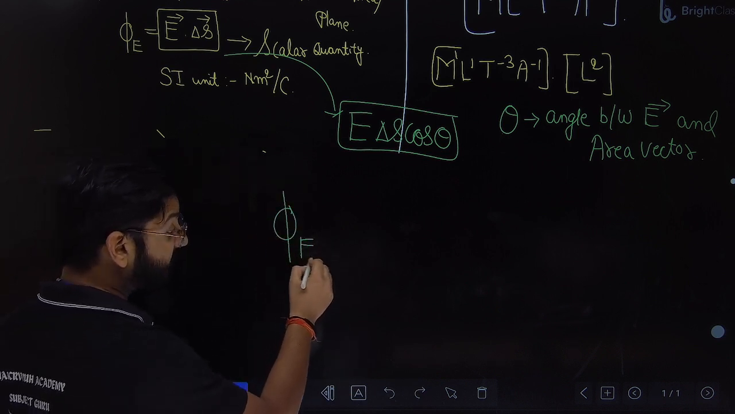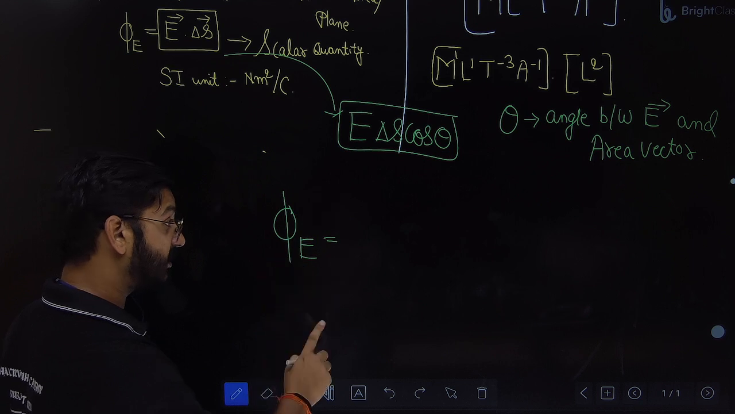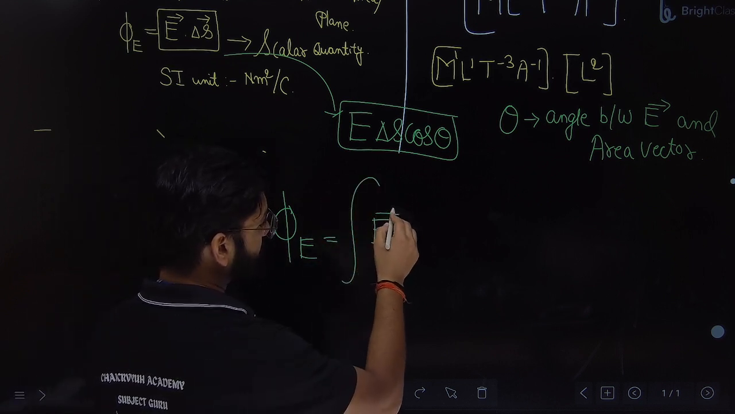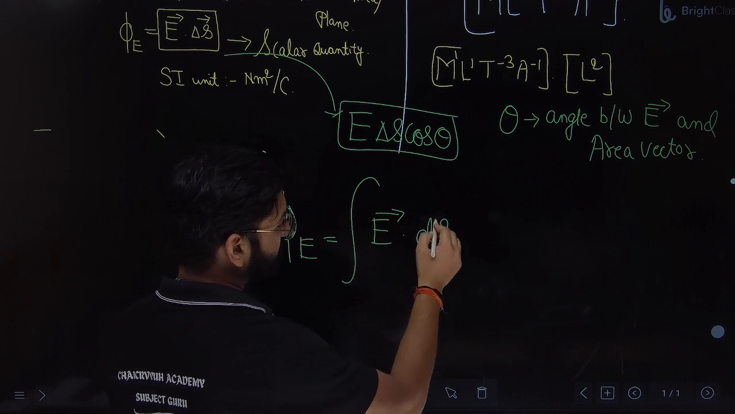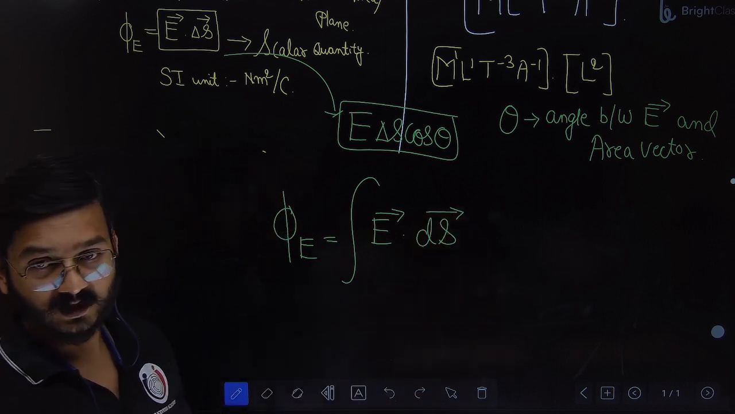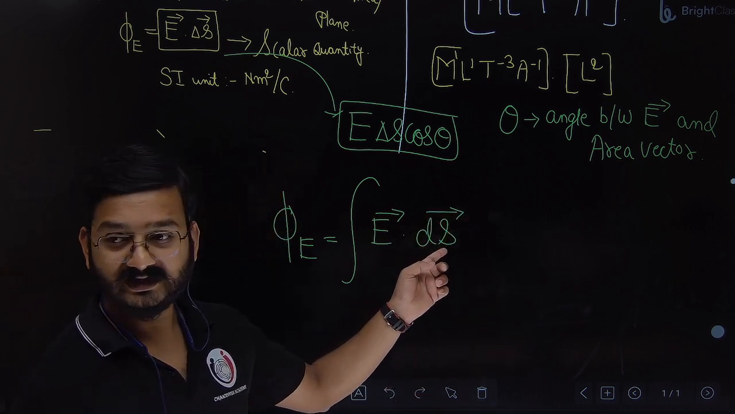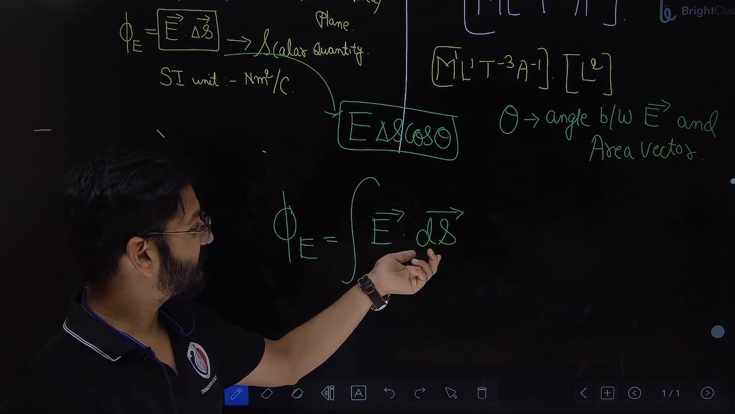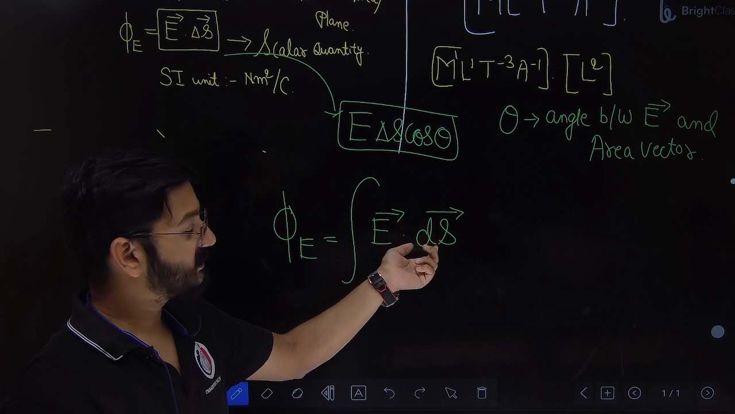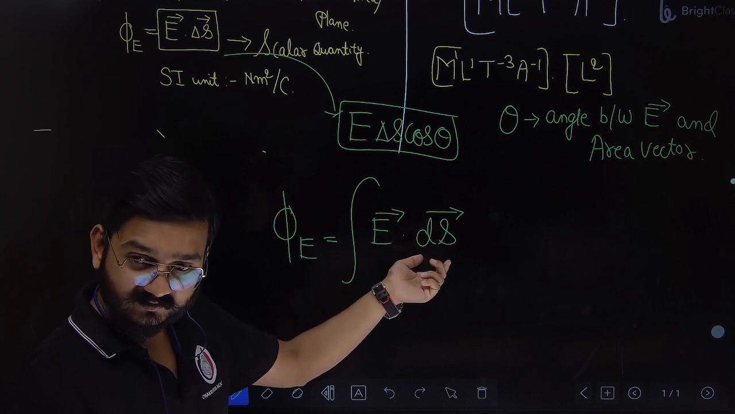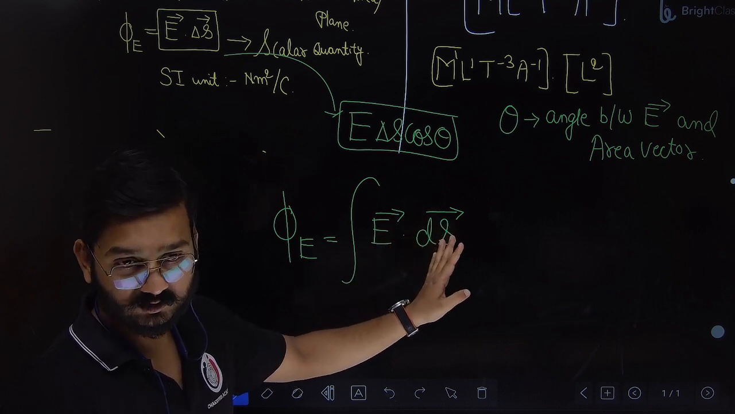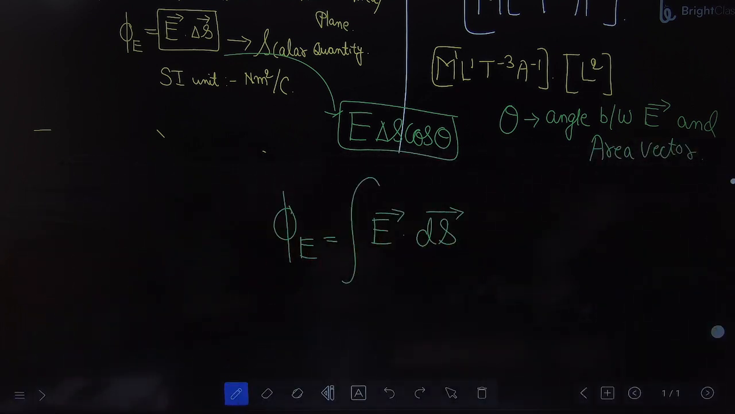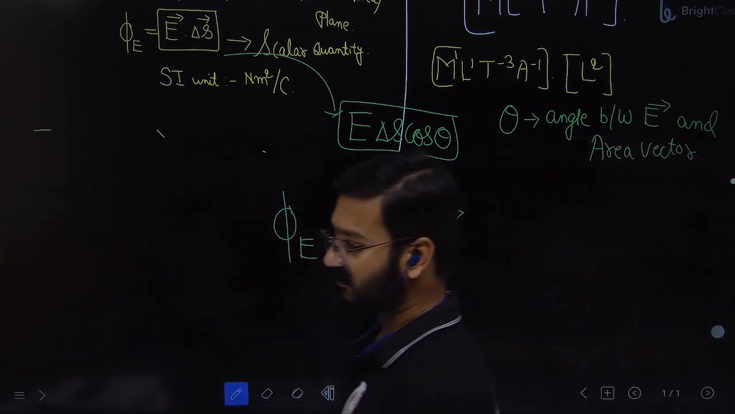So what will be the total flux? Total electric flux, if electric field is variable, then we write integration of E dot ds. If you are getting confused with ds, thinking ds means displacement, while I am writing this as a surface area, you can write dA instead. It's totally fine. Both are correct.